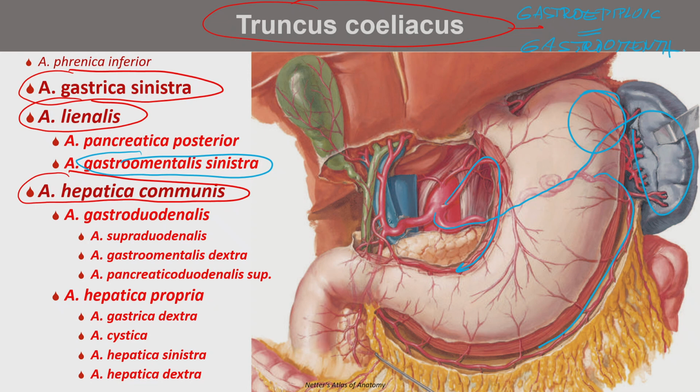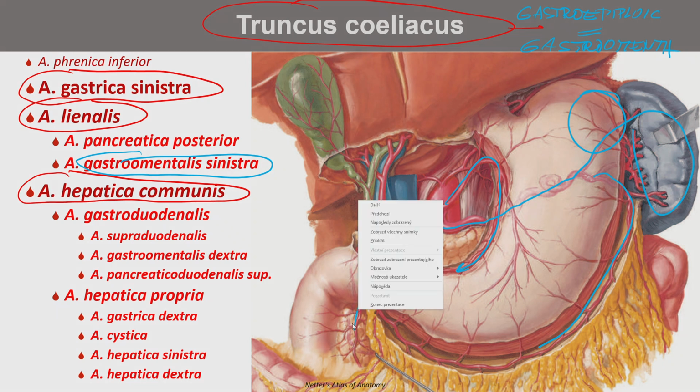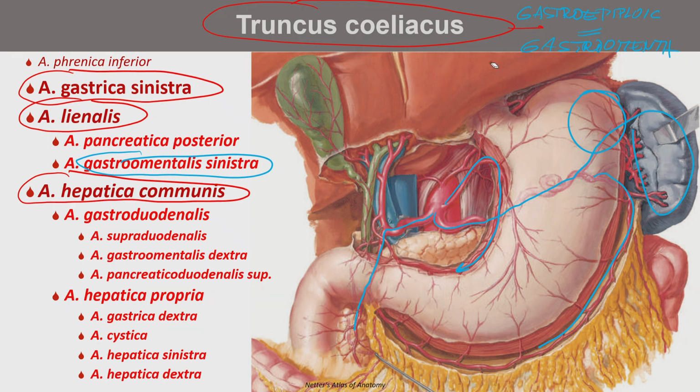So the splenic artery forms the larger ring along the greater curvature. And the right part of those rings is formed by the common hepatic artery. The first branch of the common hepatic artery is the gastroduodenal artery, which is then going to supply the pancreas and also form the right gastroomental artery. So this is the gastroomental artery, left and right.